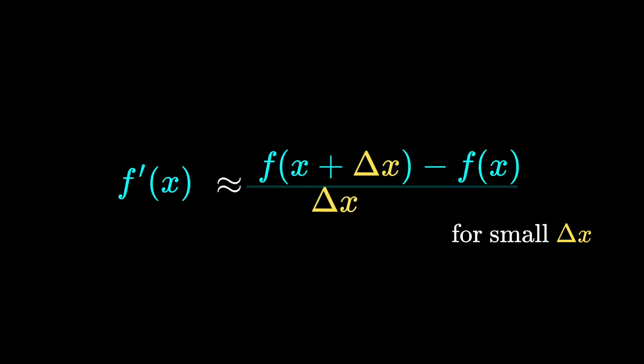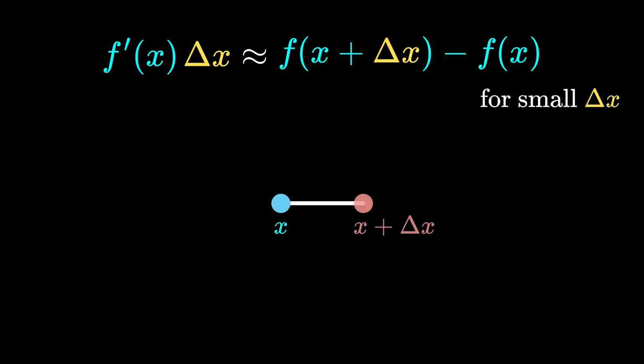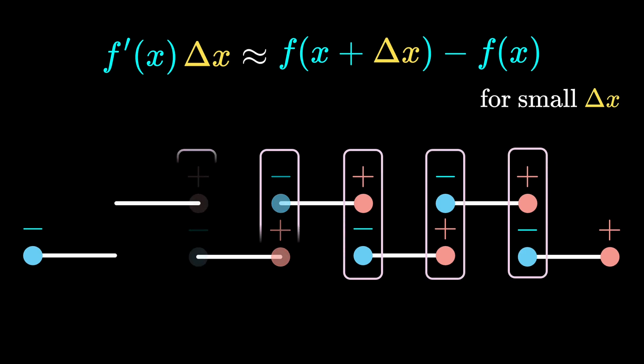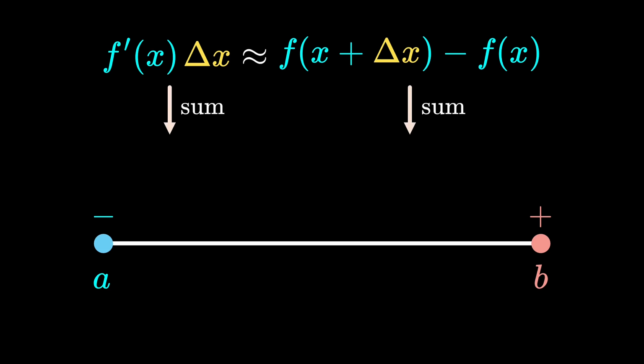Then we take the denominator to the other side and draw a little diagram to illustrate the right-hand side. The point on the right is colored red to denote a positive contribution, and the one on the left is colored blue for minus f of x. By summing these over and over, the pairs of pluses and minuses cancel out each other, and at the end, only the endpoints remain. If these endpoints are a and b, then what we have done effectively is to sum this equation over the interval a, b.